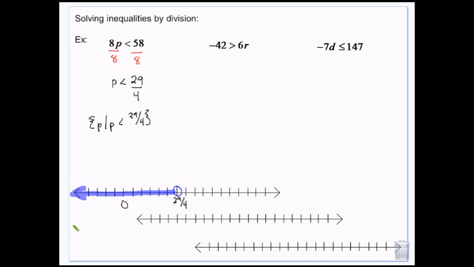So should you get a fraction, don't go, oh my gosh, I don't know how to graph that. Just write it down. You're good. As long as it's on the correct side of the 0, that's all I care about. Okay?